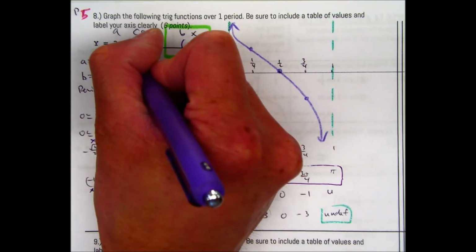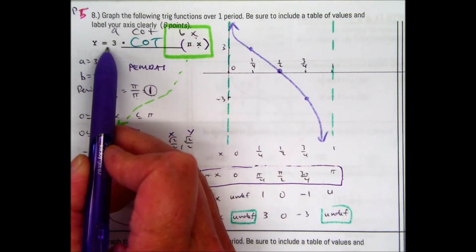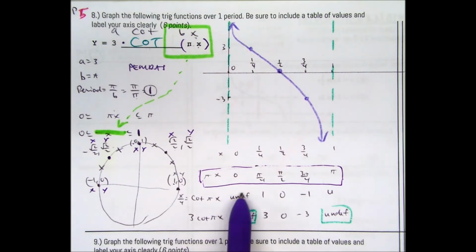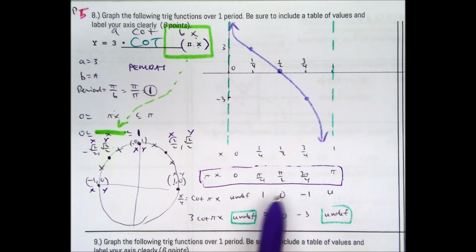And then the last thing I'm going to do is multiply by 3. 3 times each of these values, so 3 times undefined is still undefined. 3 times 1 is 3. 3 times 0 is 0. 3 times negative 1 is negative 3. And 3 times undefined is undefined.